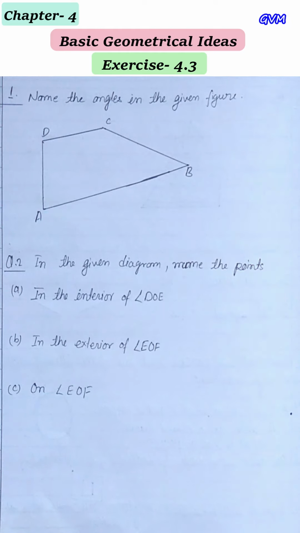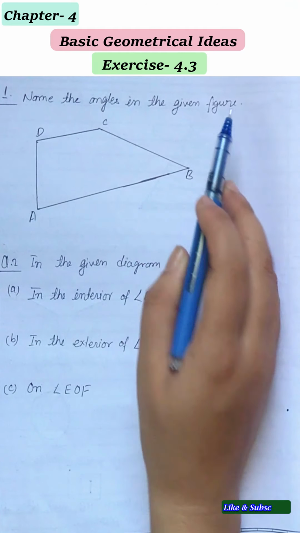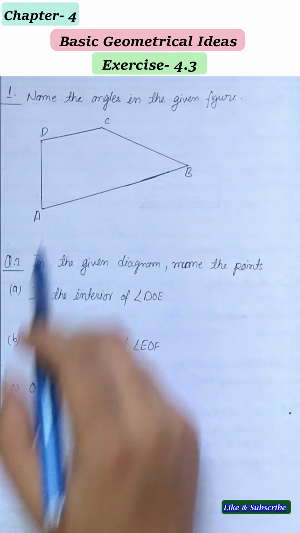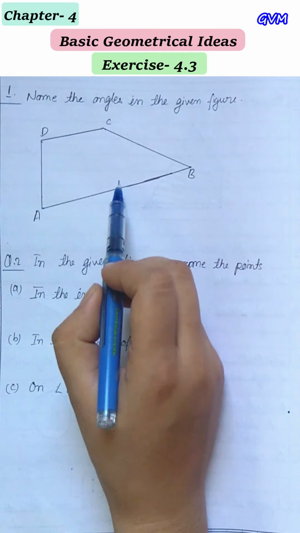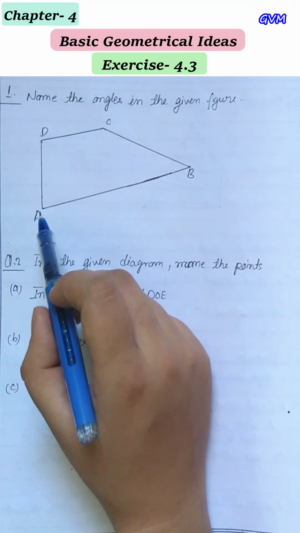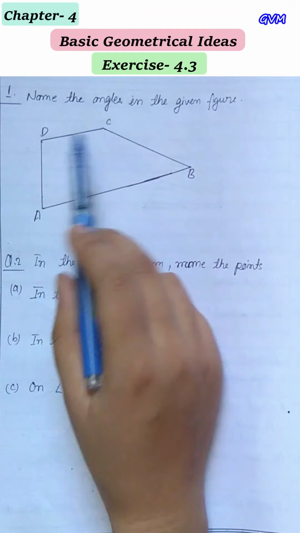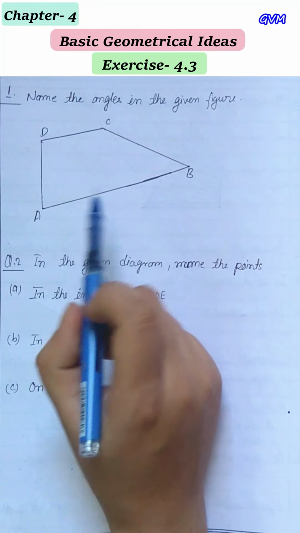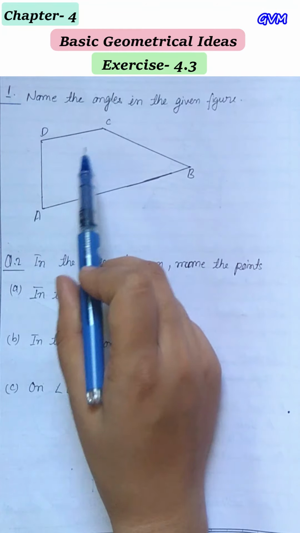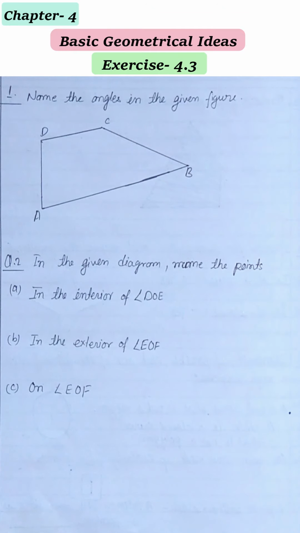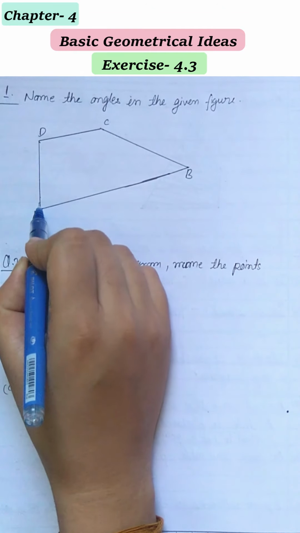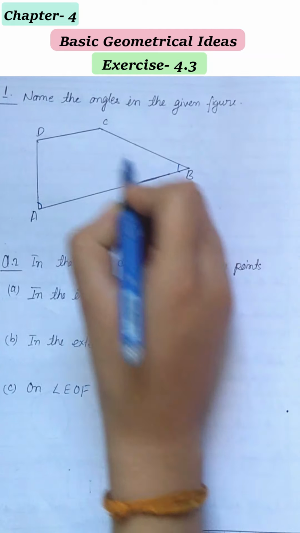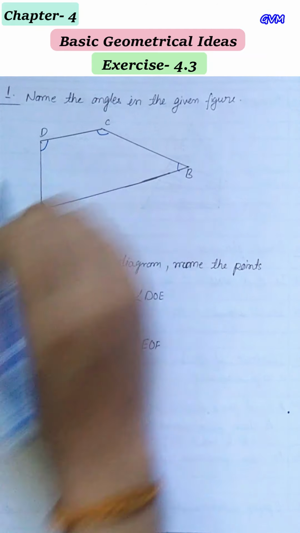So first question we have, name the angles in the given figure. We have given a quadrilateral like figure here. The vertices of this figure are A, B, C, D. Now we have to name the angles in the figure. So first angle we have this, second this, third this, and fourth this.